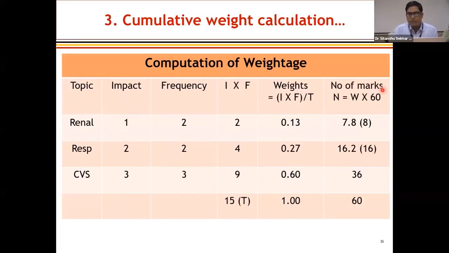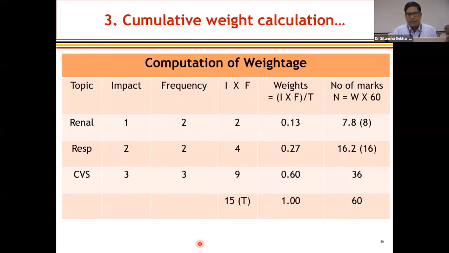Now the total marks, if we have 60, for example, in this hypothetical example, where we're talking about the total assessment process of 60 marks, then 8 marks will come from renal, 16 marks will come from respiratory system, and 36 marks will come from cardiovascular system. And how did we get this? This came from the multiplication of I and F. I stands for impact, F stands for frequency. And these scores are given by experts, and it was built up in a consensus process, and then we get the marks for it.